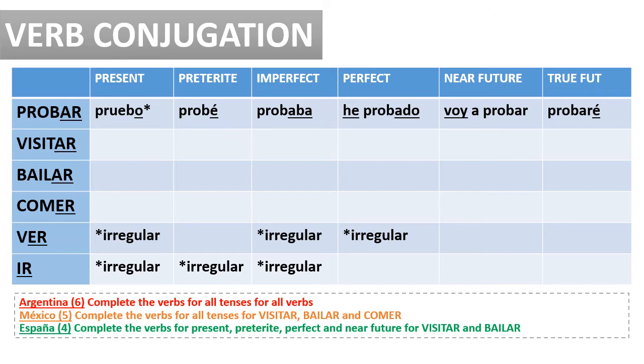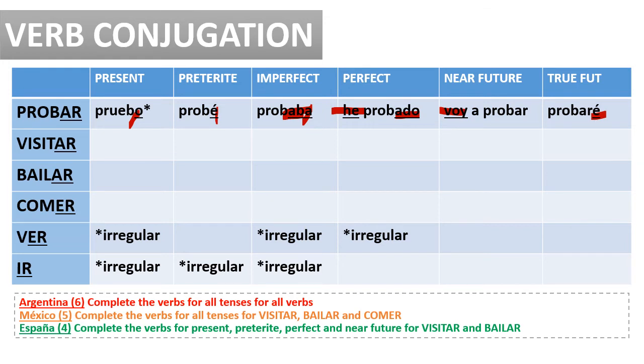You've got your different options at the bottom for your grade 4, 5 and 6. So grade 4, I want present, preterite, perfect and near future done for visitar and bailar, so your AR verbs. If you are struggling, all you need to do is look at the patterns up here, what they end in, and then replicate them in your answer.